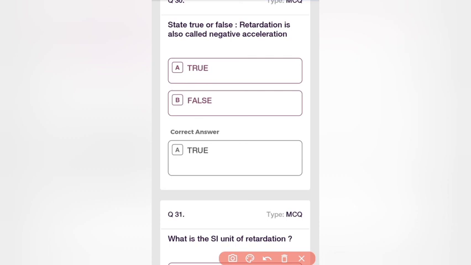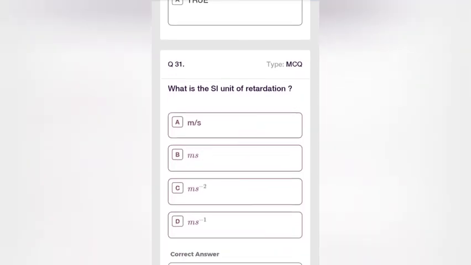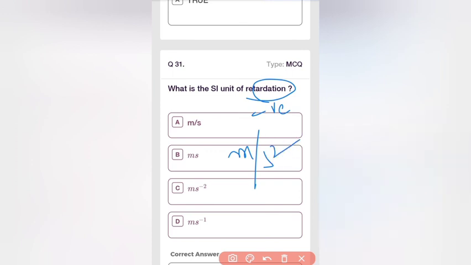Okay, next. We'll move on to the next question. What is the SI unit of retardation? SI unit of retardation, acceleration and retardation. Only thing, this is a negative value of acceleration. So therefore, this is also having meter per second square. Okay, so option C is the correct answer.